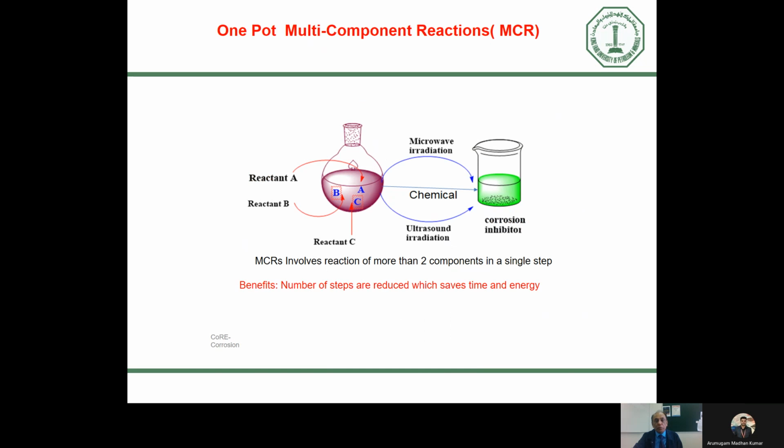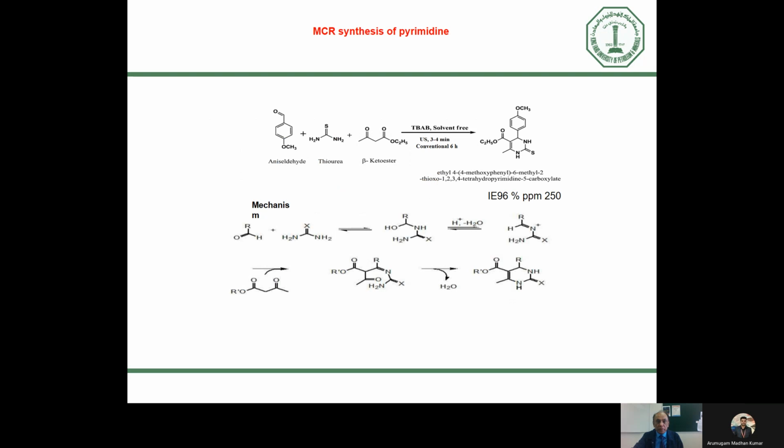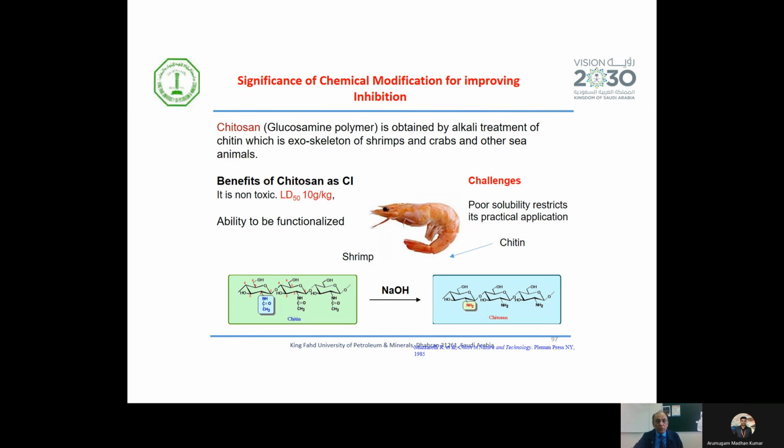Multi-component reaction means many components in a single flask can be processed by microwave, chemical, or ultrasound method. The importance of this method is that the number of steps is reduced as compared to a multi-step reaction. And this Biginelli reaction is a very important reaction, and we can prepare these types of pyrimidine-type heterocyclic corrosion inhibitors. This is the mechanism of how these compounds are synthesized, and various compounds we have synthesized and tested as corrosion inhibitors.